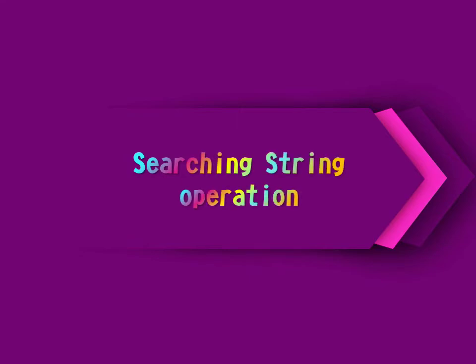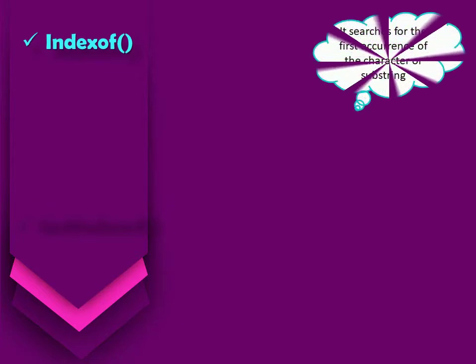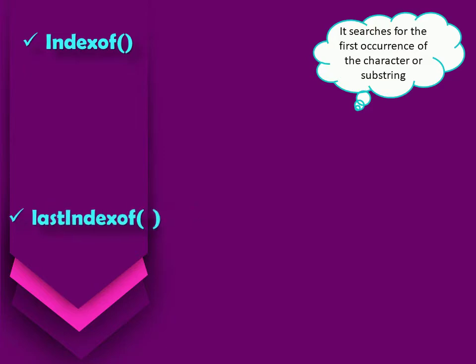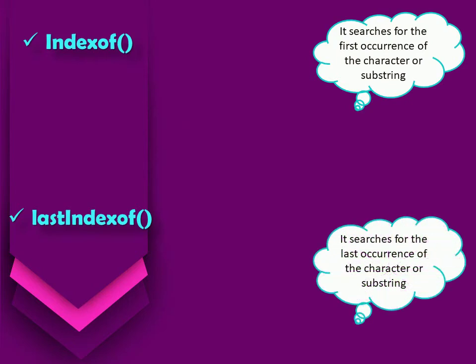Next we will see searching string operations. There are two searching operations. One is the indexOf method. It searches for the first occurrence of a character or substring. The next method is the lastIndexOf method. It searches for the last occurrence of a character or substring.